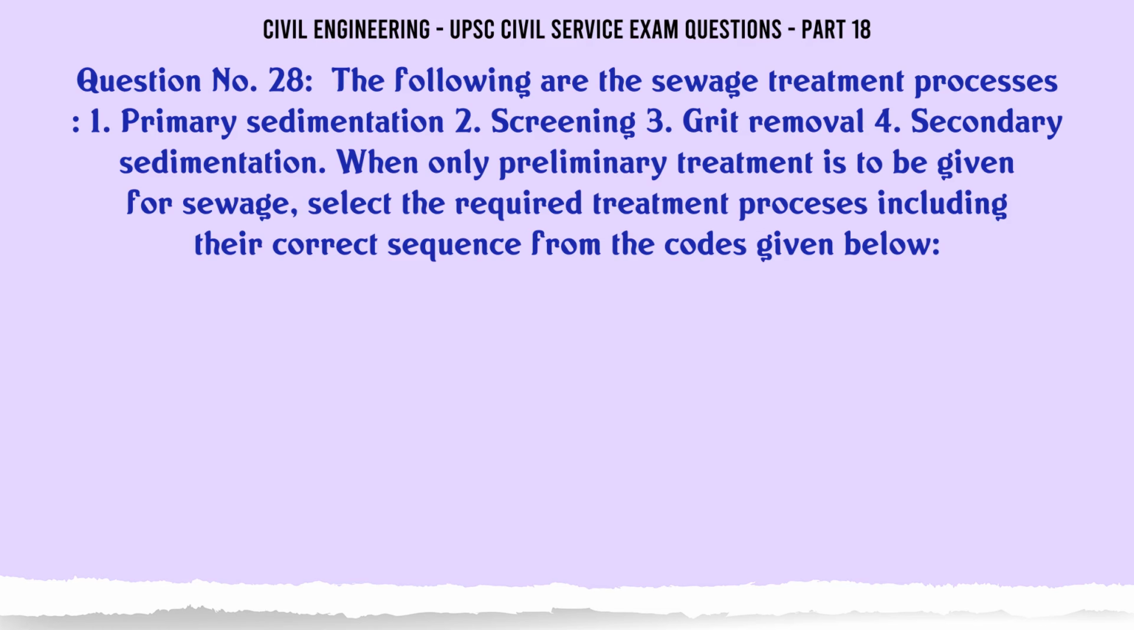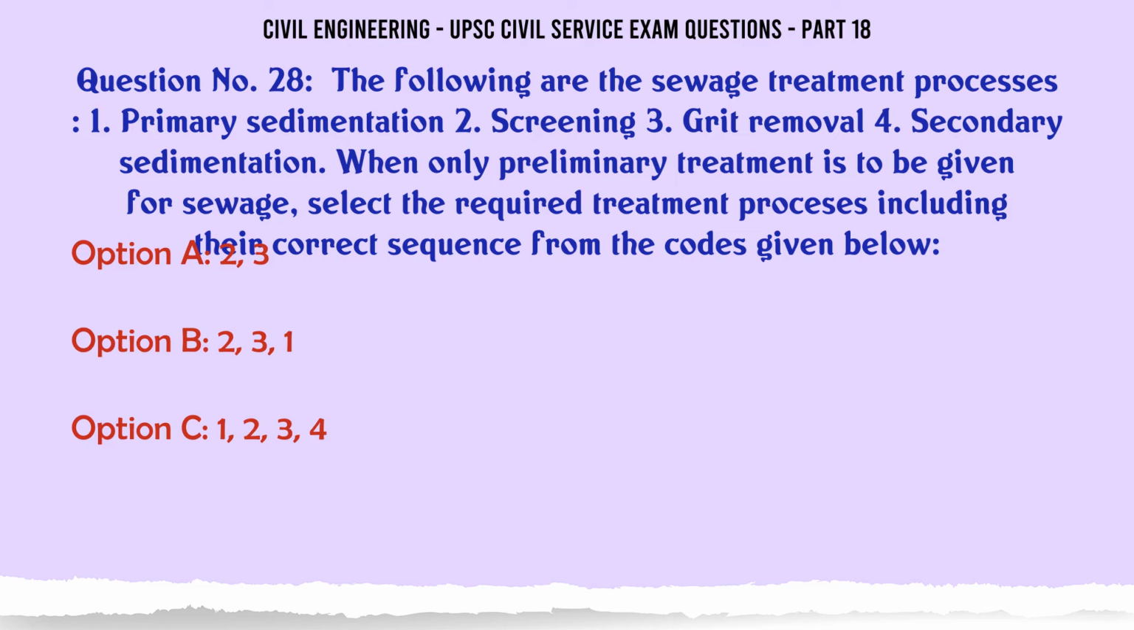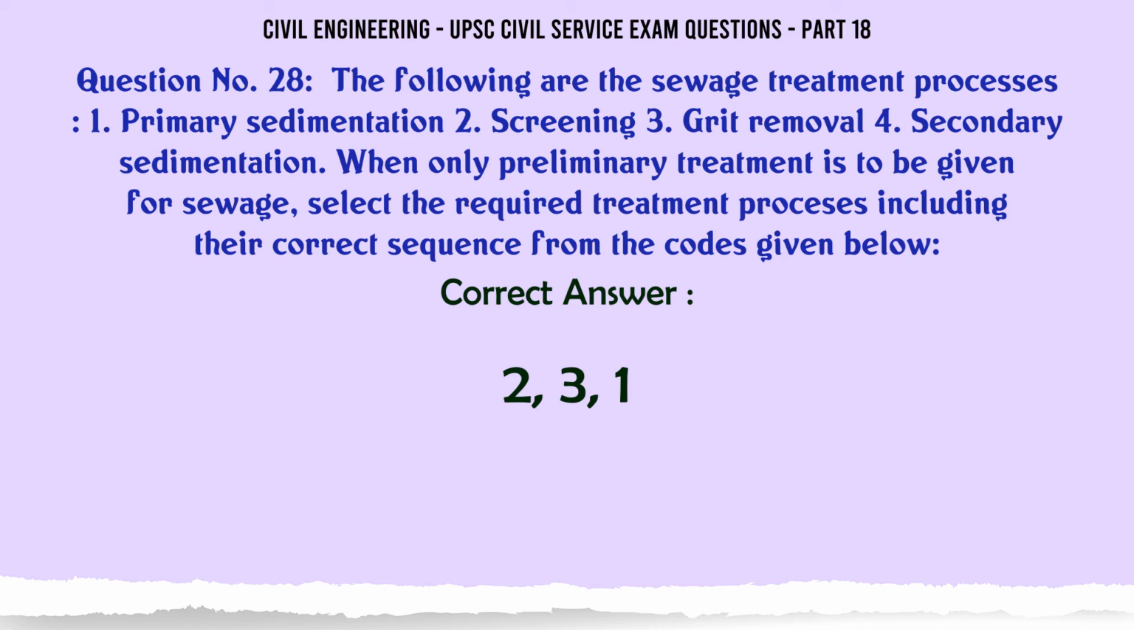The following are the sewage treatment processes: 1. Primary sedimentation; 2. Screening; 3. Grit removal; 4. Secondary sedimentation. When only preliminary treatment is to be given for sewage, select the required treatment processes including their correct sequence from the codes given below. A. 23, B. 231, C. 1234, D. 3124. The correct answer is 231.